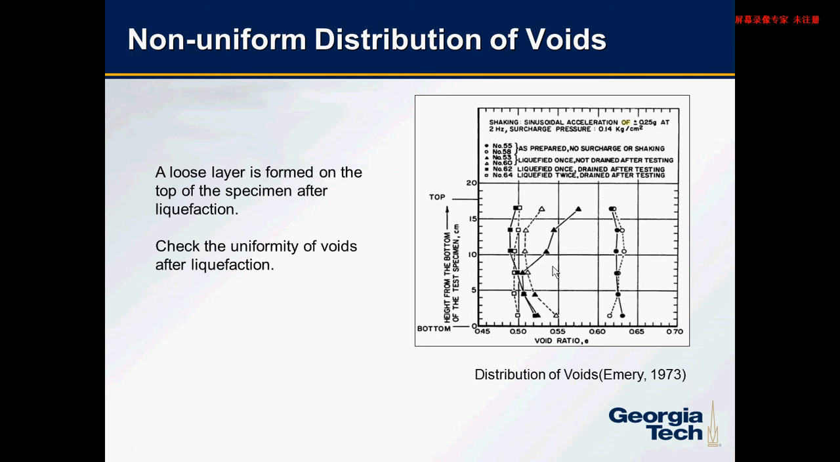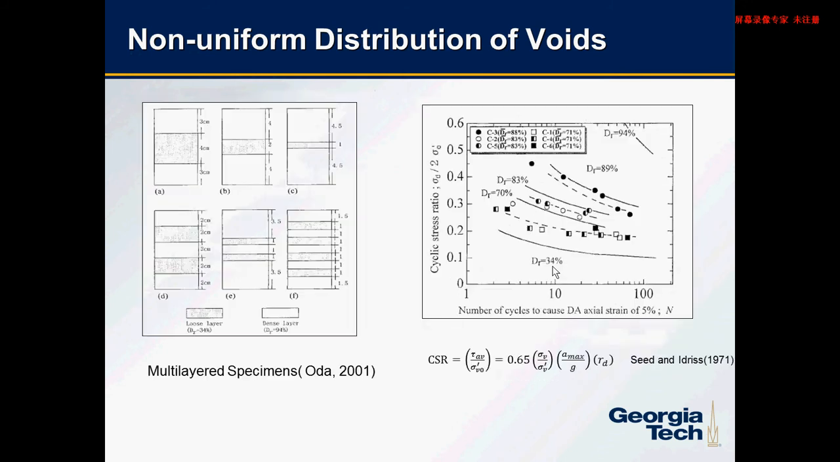Now, what's the relation between non-uniform distribution of voids and liquefaction resistance? In order to get the relation, a laboratory test was conducted by Oda. He mixed loose layers with dense layers to create non-uniform distribution of voids. The test results show the liquefaction resistance of non-uniform specimens is slightly lower than that of uniform specimens with the same relative density, but the reduction is minor. It cannot be used to explain the drastic reduction of reliquefaction resistance.